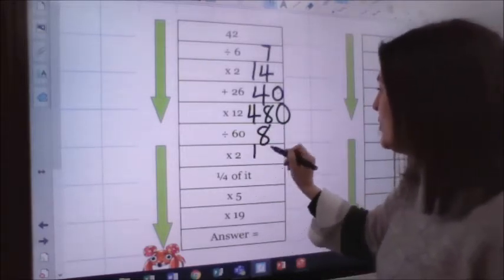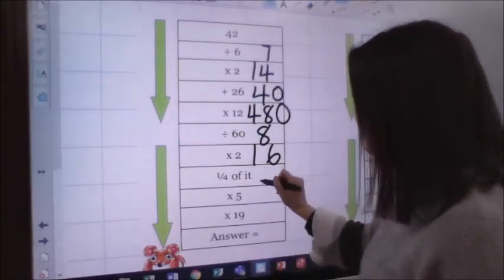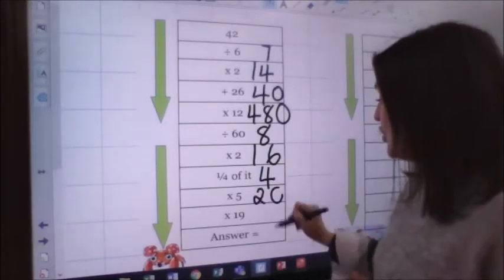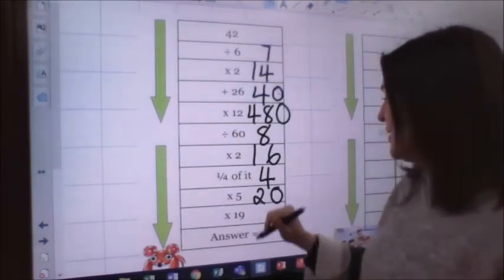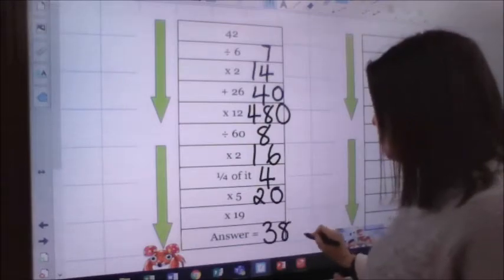And then multiply that by 2, which is 16. Divide that by 4, so 16 divided by 4 is 4. Multiply that by 5, which is 20. And then I've got to multiply 20 by 19, so I can do 2 times 19, which is 38, and put my 0 back on. So the answer would have been 380, if I'm right. Okay, so that was to get your brains going and get them warmed up.